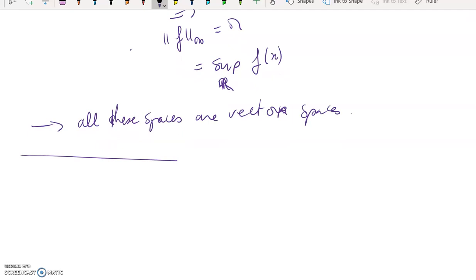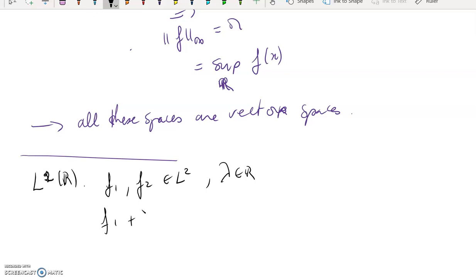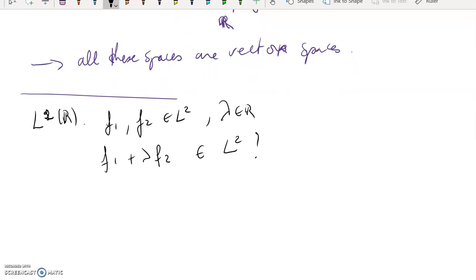Let's talk more precisely about L2, because as I said, that's going to be our most important space this year. Well, let's prove that it's a vector space. Let's take f1 and f2 that belong to L2, and let's take lambda that belongs to R. What's happening to f1 plus lambda f2? Does that belong to L2? So what should we show? We should show that the integral of (f1 plus lambda f2) squared dx is going to be bounded.